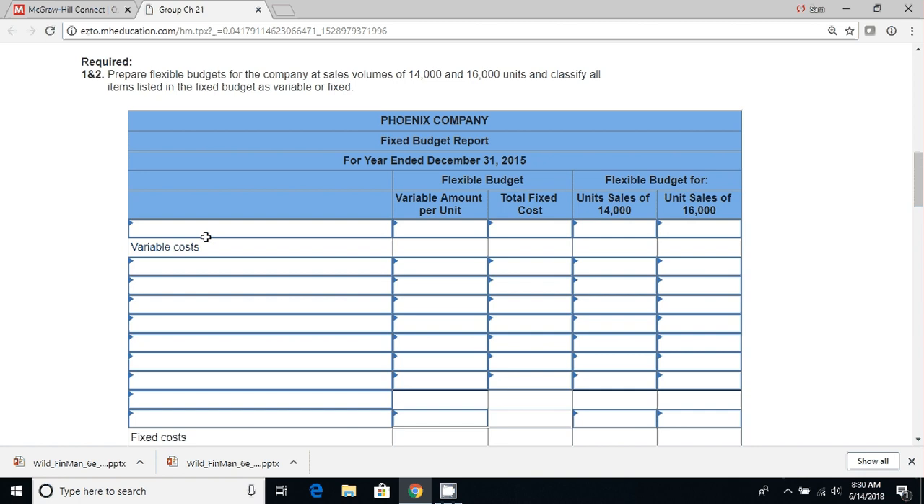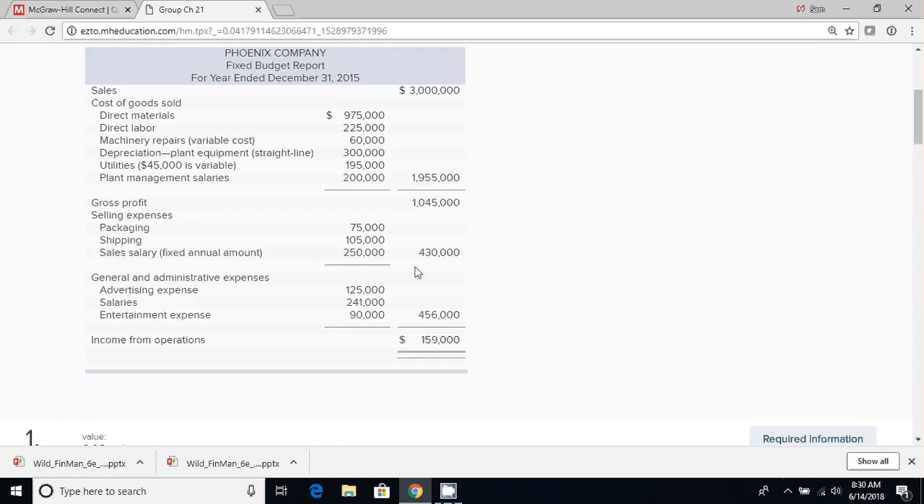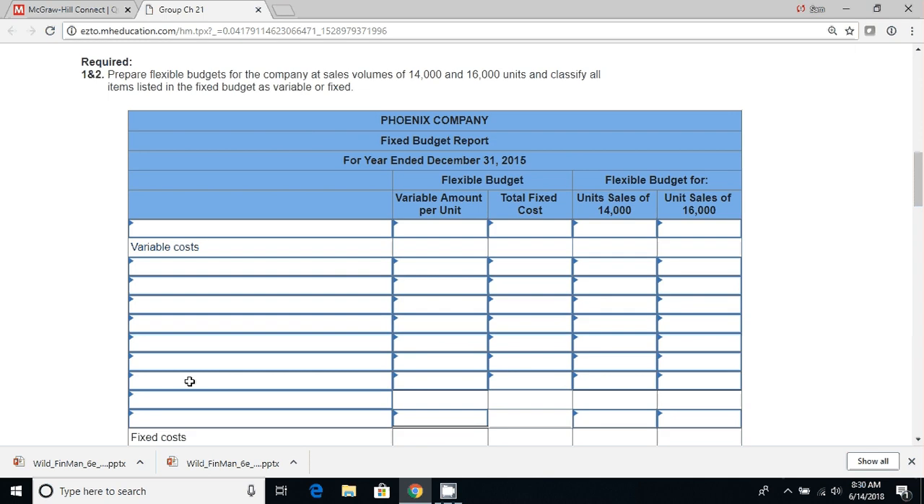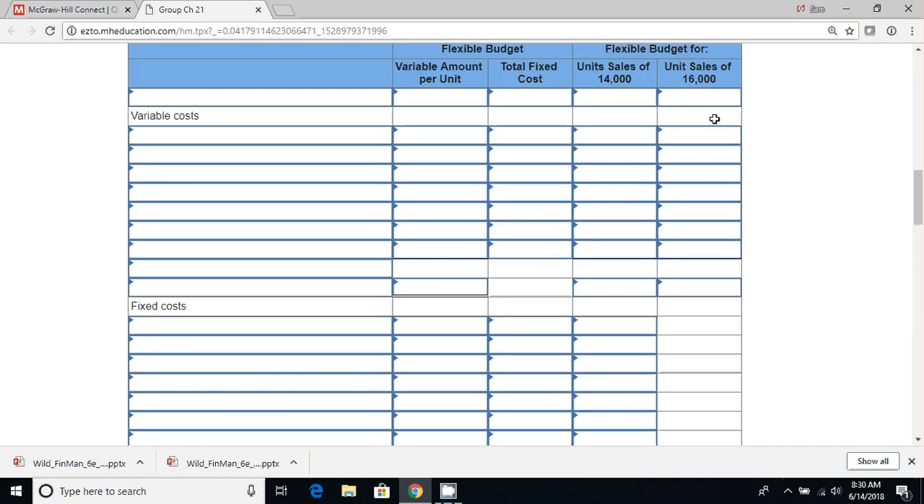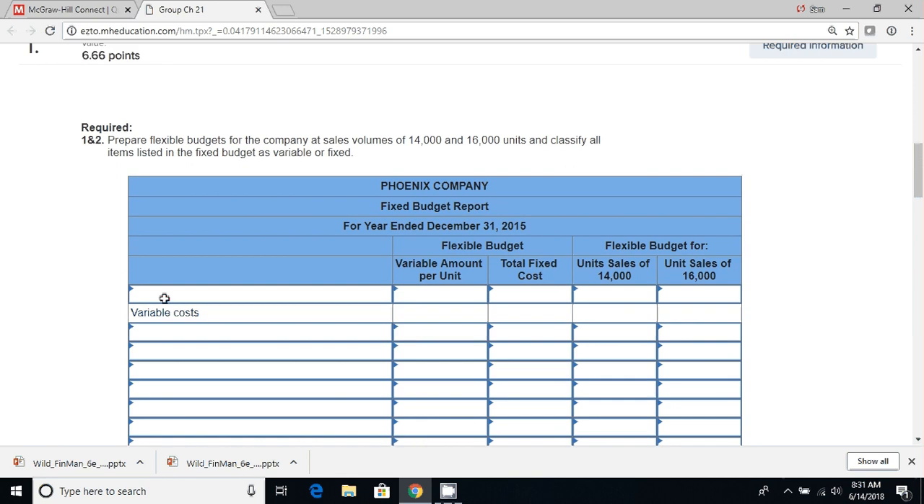I believe what they're asking us to do is just break out all of the information basically between variable and fixed. So we're having to change this income statement format to a contribution margin format. It wants us to break the variable amounts down per unit, then get a fixed cost column in here, and then flex the budget so that we can see what the budget would look like at 14,000 units and 16,000 units. So the first part of this exercise really is to break the income statement down into its variable components.